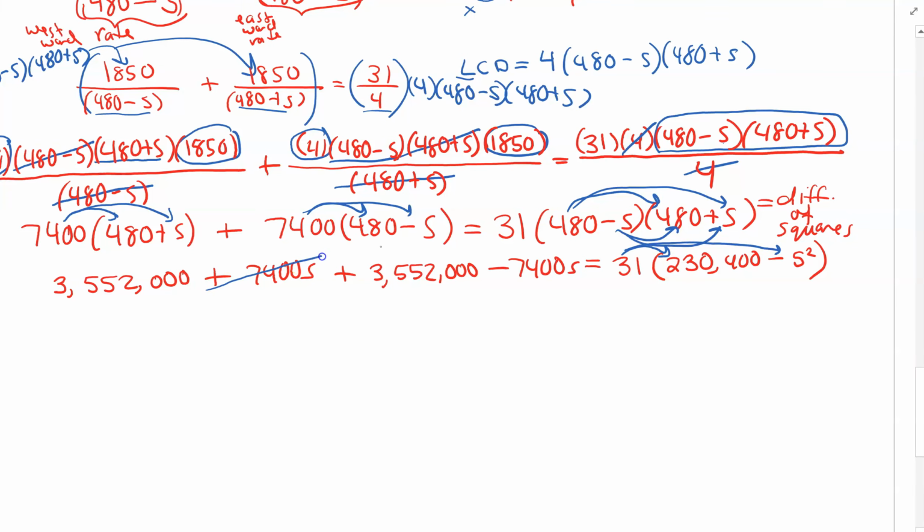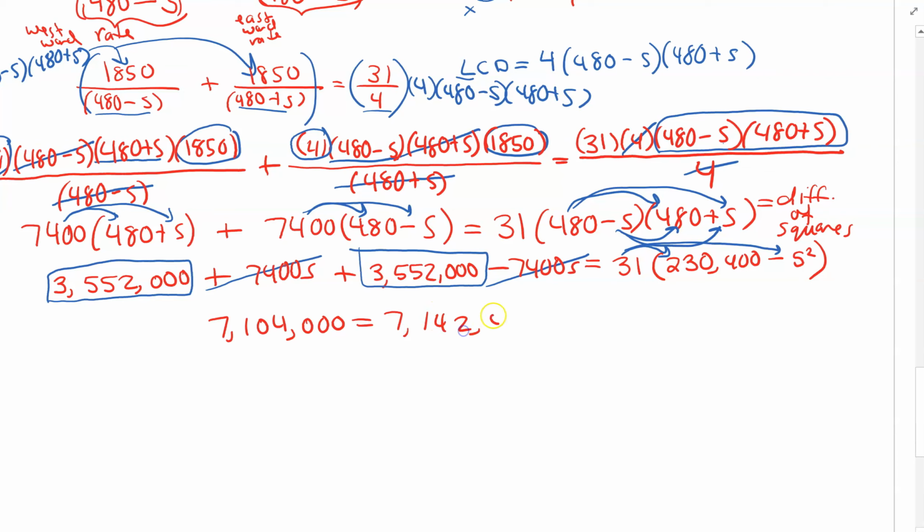Meanwhile, on the left-hand side, I can see that the 7,400s will cancel out, and the 3,552,000s will add up. They'll double up. So they add up to be 7,104,000. So the left side just turned into this. And then on the right side, I just have to do 31 times 230,400. And that's 7,142,400. And then I also multiply it to the s squared, so it's 31s squared.